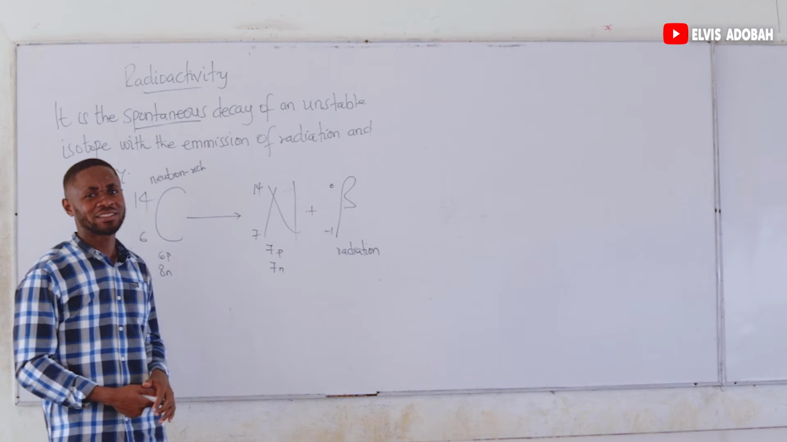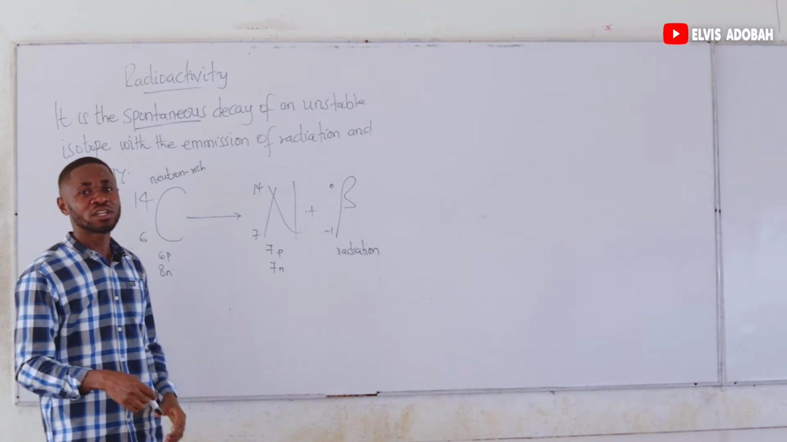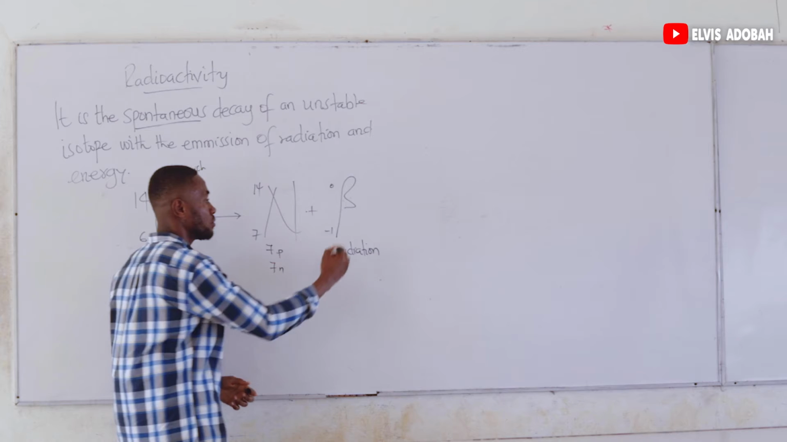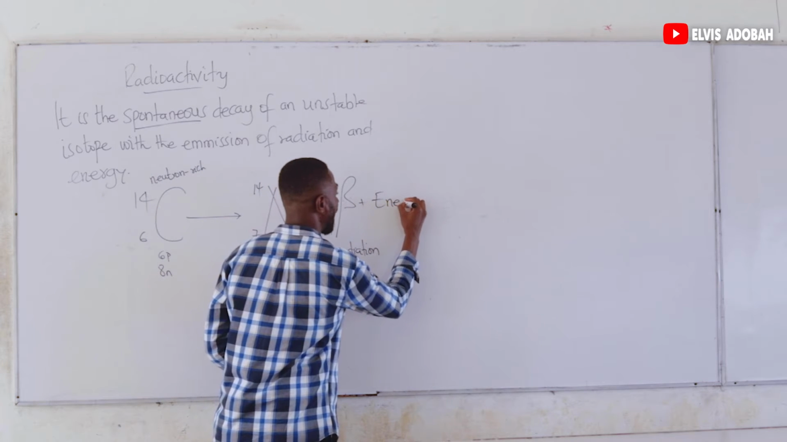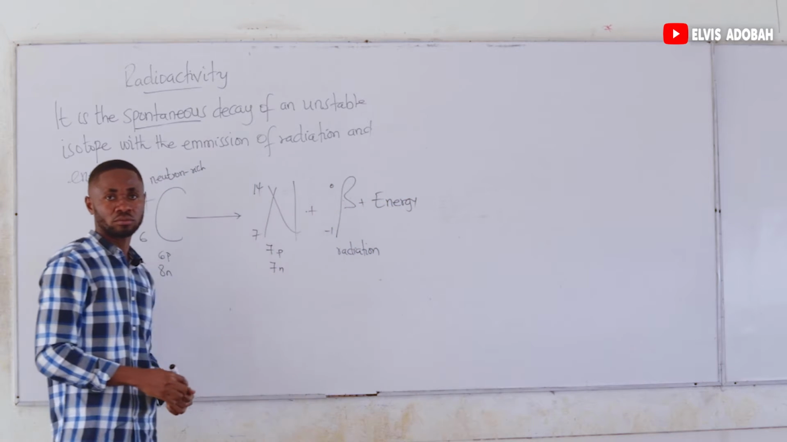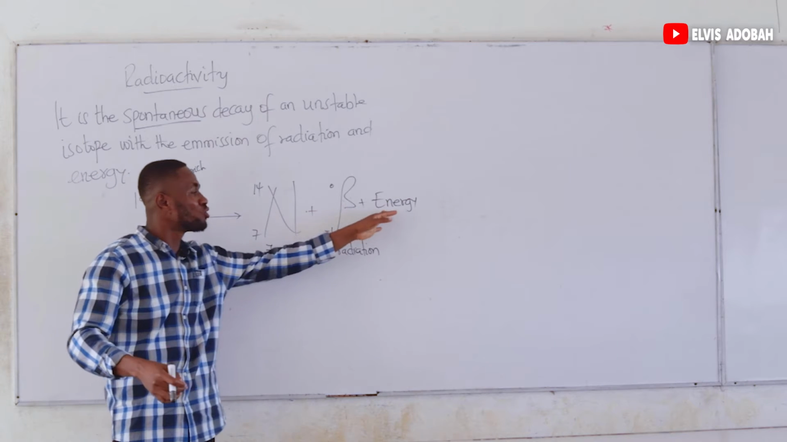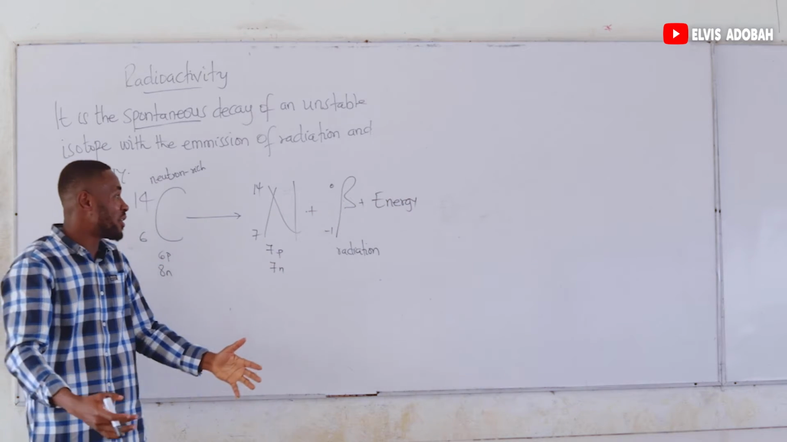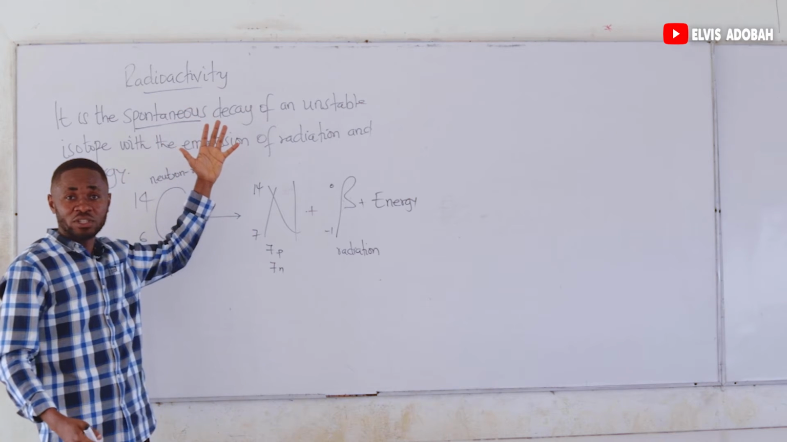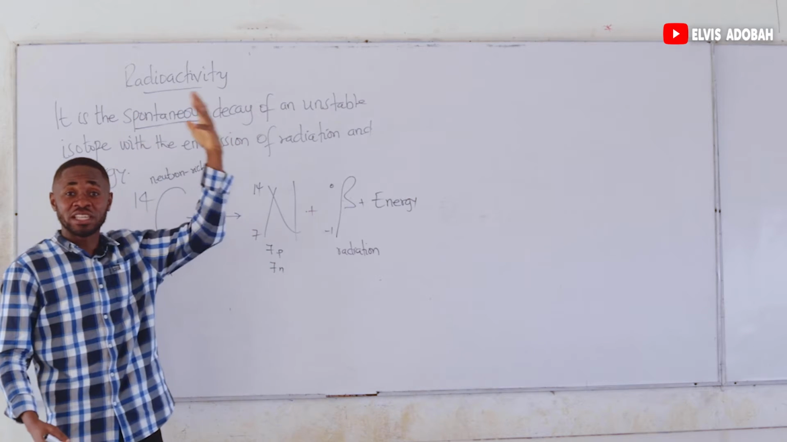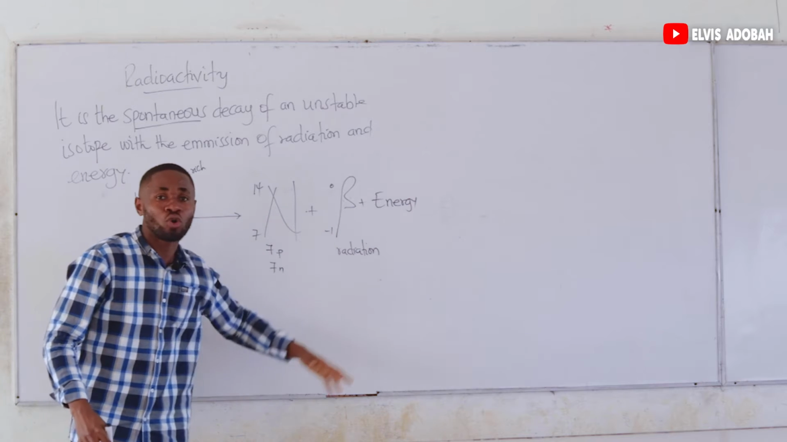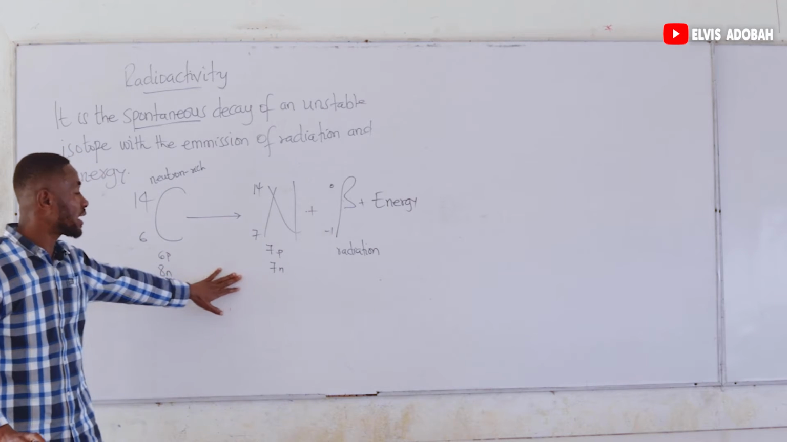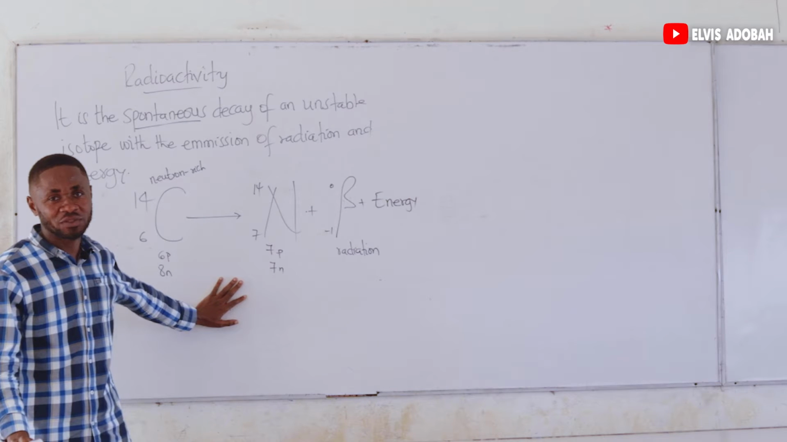But not just that. Energy and radiation follow. We can see radiation following here, and normally we have energy too following this kind of reaction. But you can choose to ignore writing the energy in the equation. We know that whenever radioactivity or spontaneous decay occurs, energy is also released. This is what we call natural radioactivity.